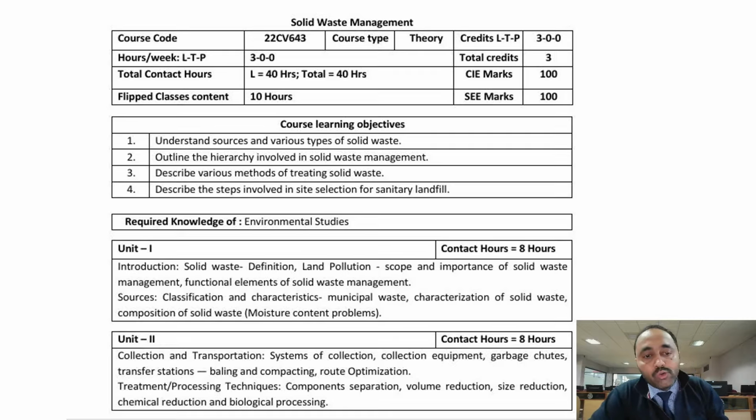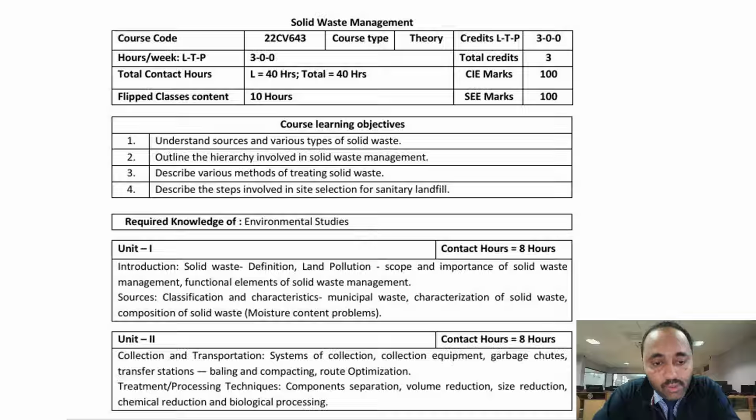In unit 2 you are going to take collection and transportation: how you are going to collect the solid waste, which type of equipment you are going to use, how you are going to transfer it, and you are going to have problems on route optimization, where you are going to define which is the best route, which is feasible and economical.